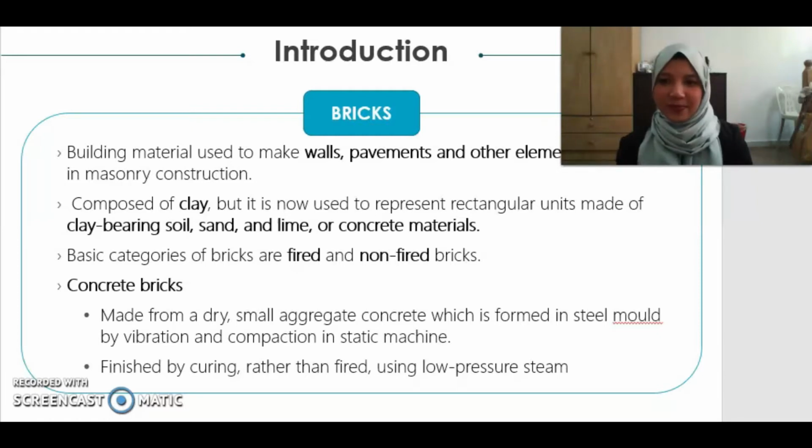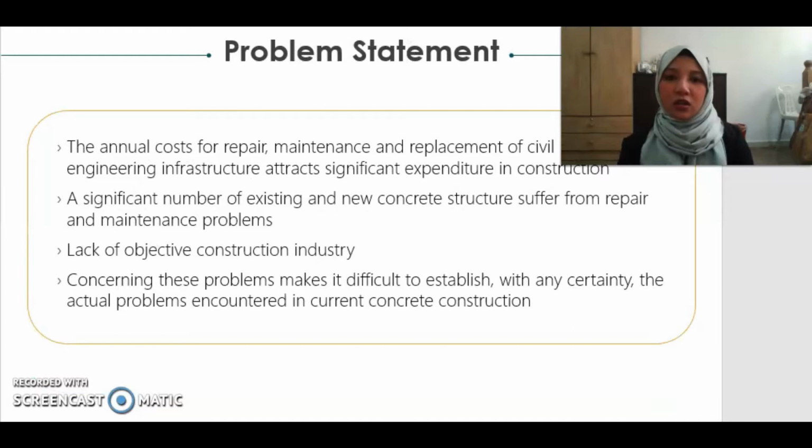This is the problem statement: the annual cost for repair, maintenance and replacement of civil engineering infrastructure attracts significant attention, and a significant number of existing and new concrete structures suffer from repair and maintenance problems. There is a lack of objective data in the construction industry, and this makes it difficult to establish with any certainty the actual problems encountered in current concrete construction.